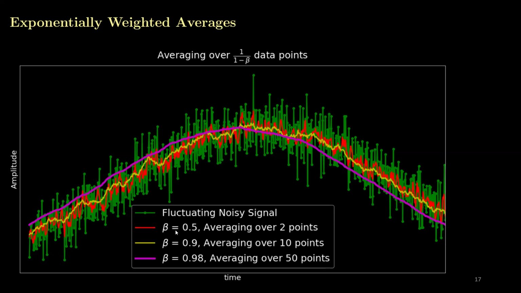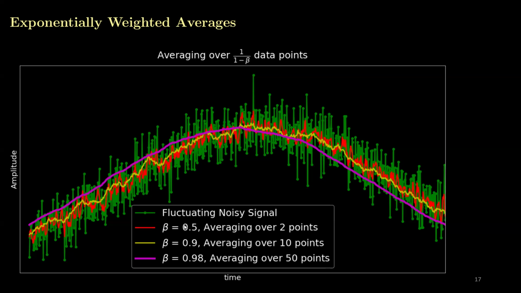If we take beta equal to 0.5, it means we are averaging over 2 points. If we take beta equal to 0.9, we are averaging over 10 points. And if we take beta equal to 0.98, we are averaging over 50 points. So beta is a parameter which controls the moving average process.